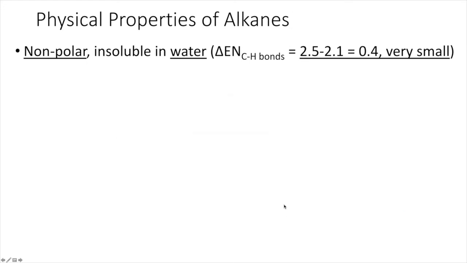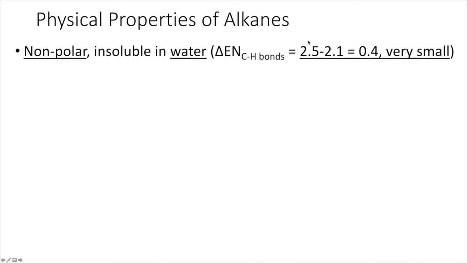All right, so now let's talk about some of the physical properties of alkanes. First of all, one important property is that they are nonpolar, and as a consequence, they are not soluble in water. So how do I know that? How do I know that all alkanes are nonpolar? Well, the only type of bonds in alkanes are carbon-carbon bonds, which have no electronegativity difference, and carbon-hydrogen bonds, which have a very small electronegativity difference.